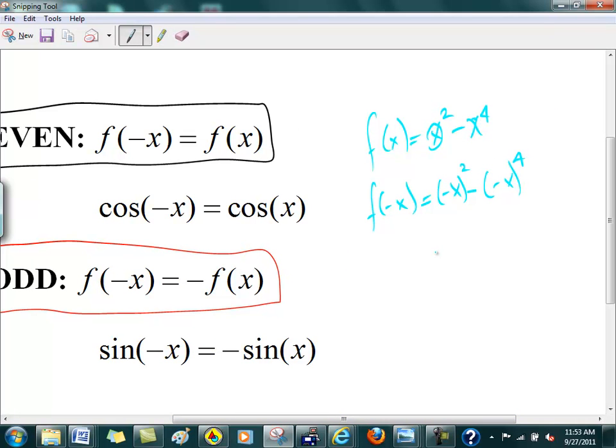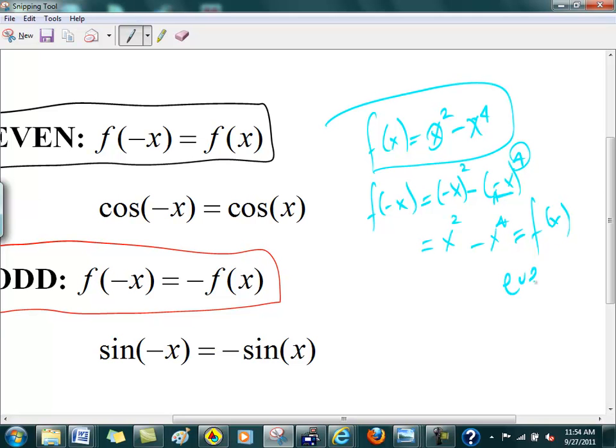Now, do you guys see that negative x quantity squared is the same thing as x squared? The negative sign doesn't matter. Does it matter here? No, because this is an even power. So this one doesn't matter. This one does, but that one doesn't. So then this is minus x to the 4th. Is that equal to f of x? Yes. Therefore, even. Kind of makes sense, right? You've got even exponents, so what do you expect? It's going to be even.